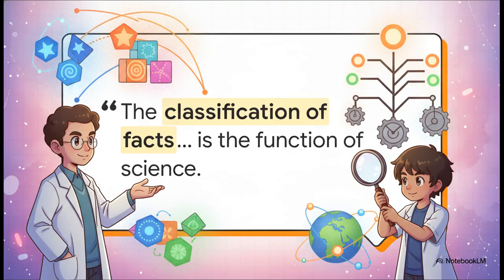To underscore just how important this wardrobe sorting step really is, the notes reference this great 1892 quote from the mathematician Karl Pearson. He said, "The classification of facts, the recognition of their sequence and relative significance is the function of science." So science isn't just about collecting a bunch of random facts. It's the actual act of classifying them and recognizing how they all relate to one another.